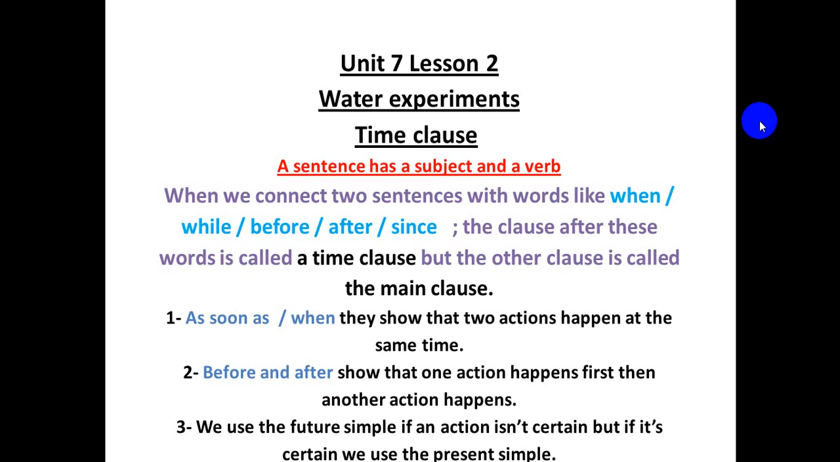My dear third intermediate students, today we are with Unit 7, Lesson 2, Water Experiments, Time Clause. As you know, a sentence has two main parts. The first part is the subject and the second part is the verb. A sentence has a subject and a verb.